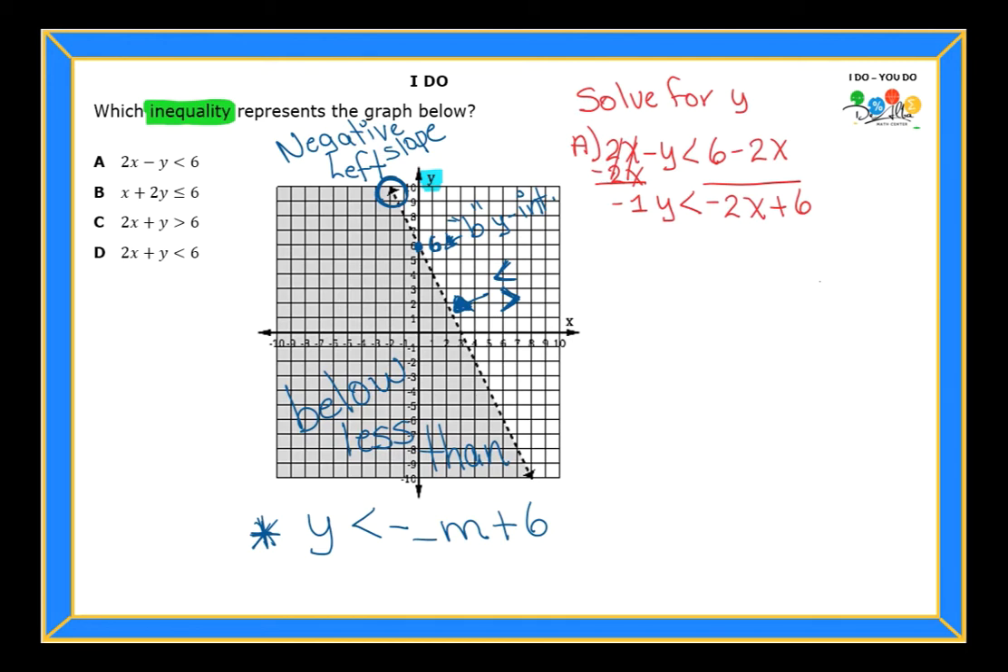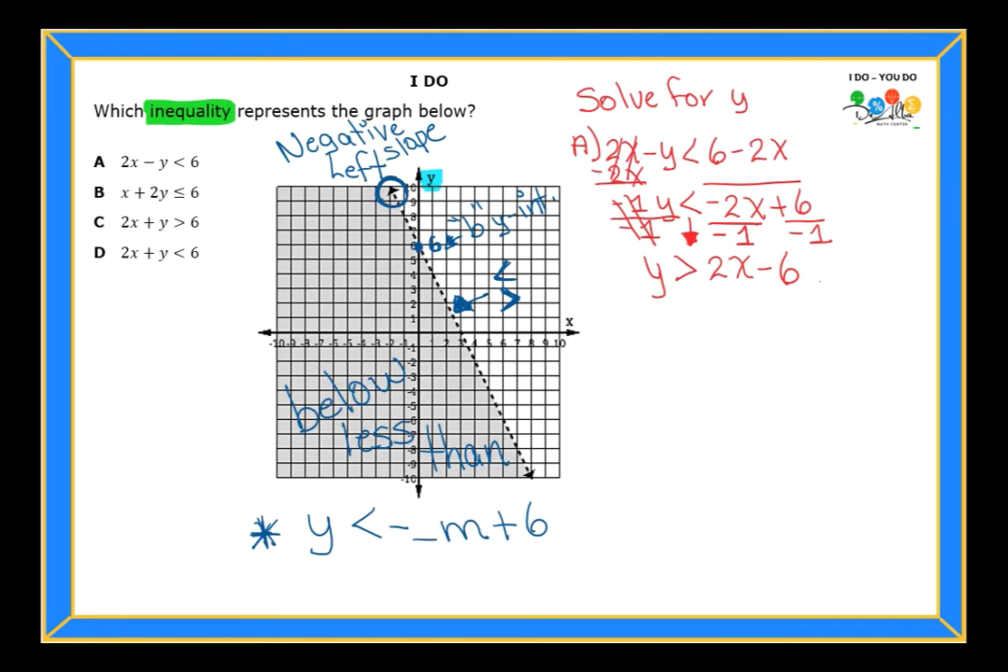Now, the next thing that I need to do is I need to get rid of the negative 1. I am going to divide by negative 1. Each term on my right needs to be divided by negative 1. And hopefully you remember that anytime that you divide or multiply by a negative number, my symbol needs to switch, right? So the negative 1 cancels out, and my symbol is going to switch to the greater than. Negative 2 divided by a negative 1 is a positive 2, and 6 divided by a negative 1 is a negative 6.